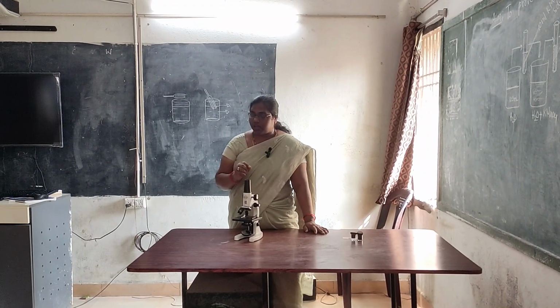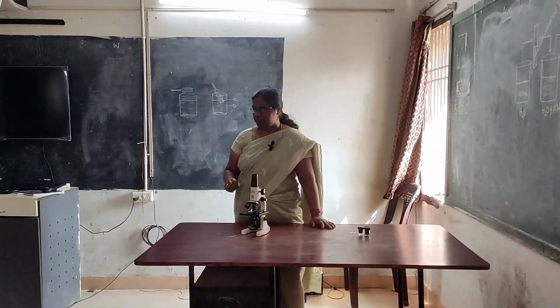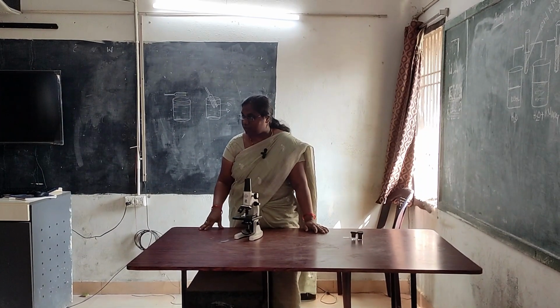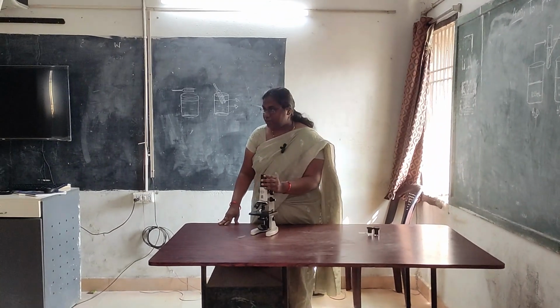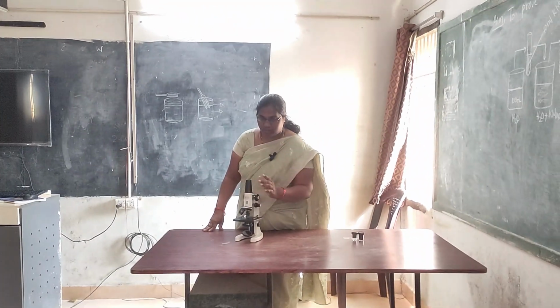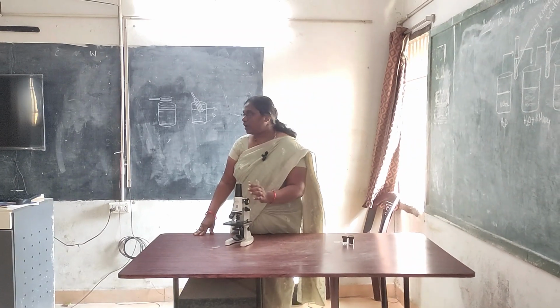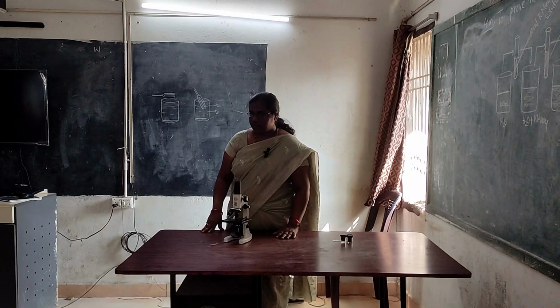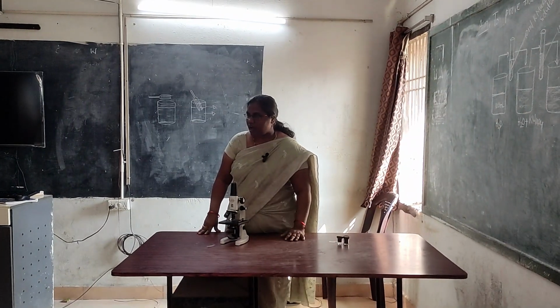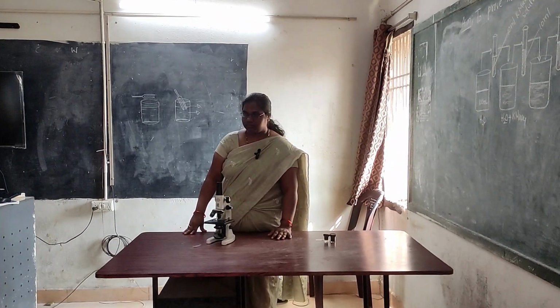And why do we call it a compound microscope? Compound means what? Large. Yes. In this microscope we have two types of lenses which coordinate with each other and magnify the specimen. That's why we call it a compound microscope.